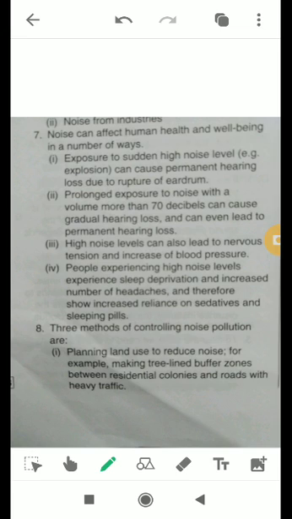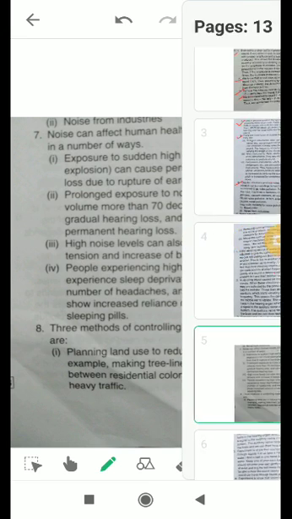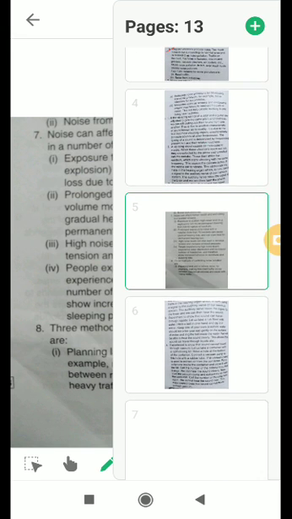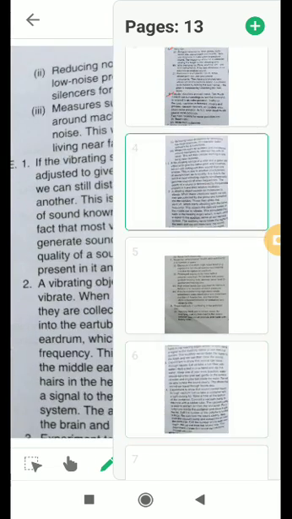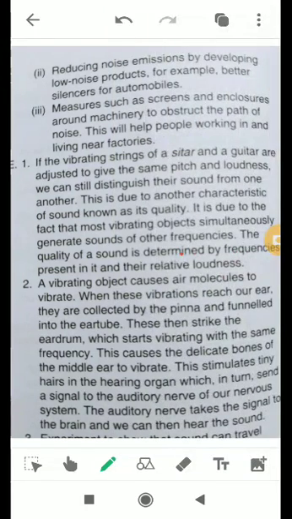Okay, now let us come to question number 8. List 3 methods of controlling noise pollution. 3 methods of controlling noise pollution are planning land use to reduce noise, for example, making tree-lined buffer zones between residential colonies and roads with heavy traffic. The next 2 points are reducing noise emission by developing low noise products, for example, better silencers for automobiles. Third is measures such as screens and enclosures around machinery to obstruct the path of noise. This will help people working in and living near factories.